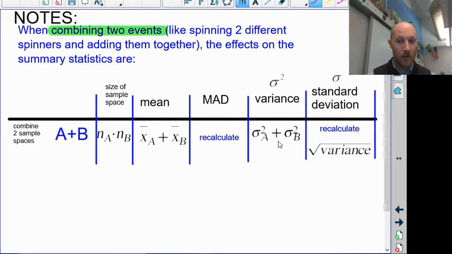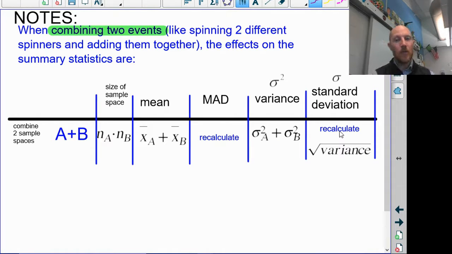Variance, we were able to add successfully. We took the variance of spinner A and the variance of spinner B, just add them together. And that gives us the correct answer for the variance if we had recalculated with a larger calculation table on that new larger sample space. And the standard deviation was the last one. That did not work to add them together, so we'll have to recalculate.